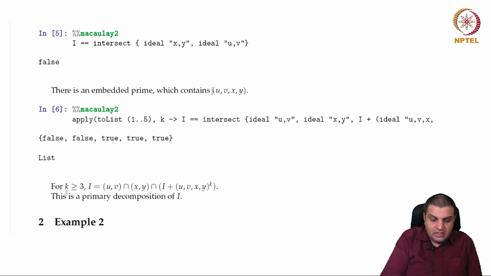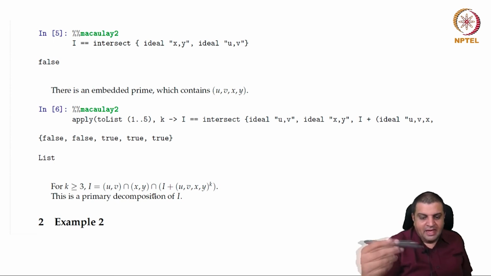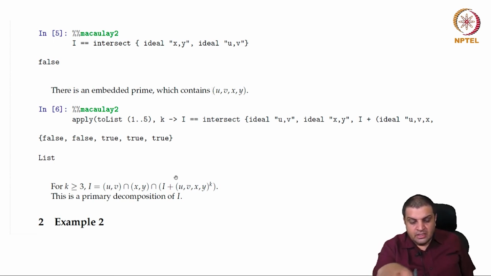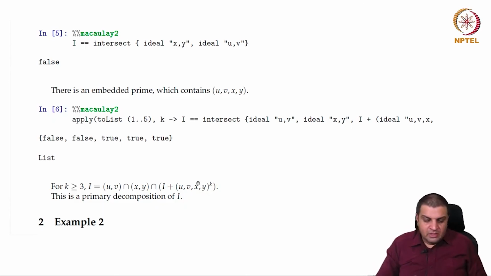And so this is what I have written: for k greater than or equal to 3, I is u intersect v intersect x comma y intersect I plus the ideal generated by the variables to the kth power. This is a prime ideal, this is a prime ideal with different associated primes, and this is primary to the maximal ideal, so this is also primary, and hence this is a primary decomposition of I. We did this example by hand earlier, and it shows that primary decomposition is, except for the minimal primes, very non-unique. So we will stop here. We will discuss the next example in the next lecture.